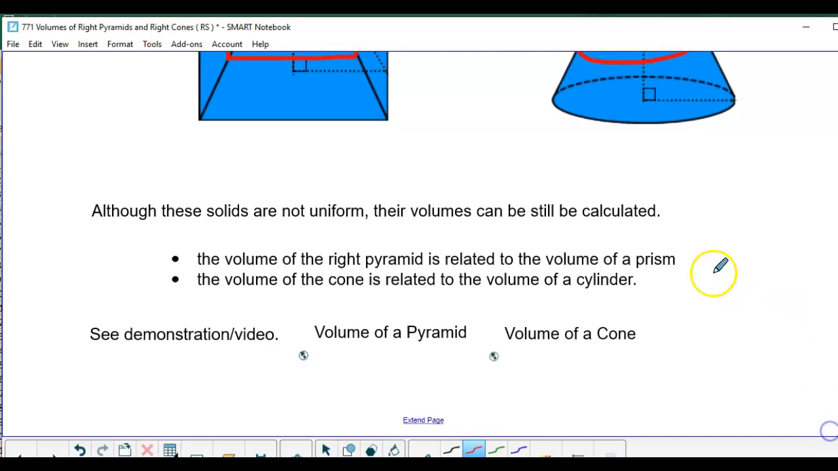Although these solids are not uniform, their volumes can still be calculated. The volume of the right pyramid is related to the volume of a prism. The volume of a cone is related to the volume of a cylinder.